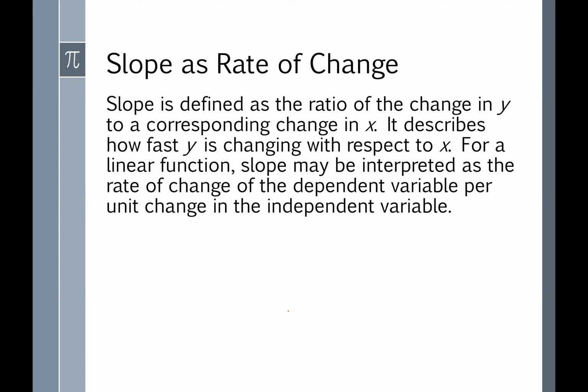So the larger your slope is, the faster y is changing, the faster we're changing in the vertical direction compared to what we're changing in the x direction. So the steeper the line is, positive or negative, means that we're getting more of a change in y to a corresponding change in x. For a linear function, slope may be interpreted as the rate of change of the dependent variable per unit in the independent variable.